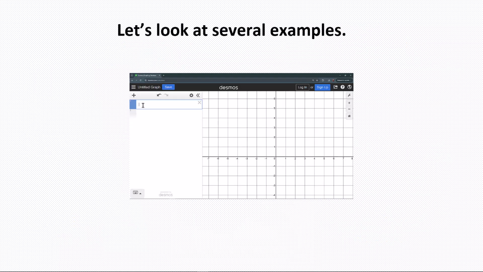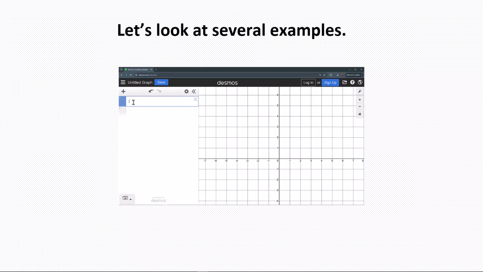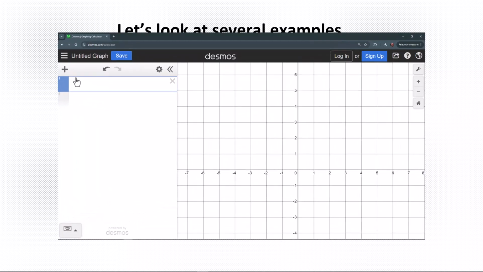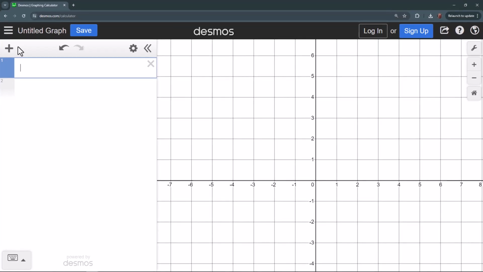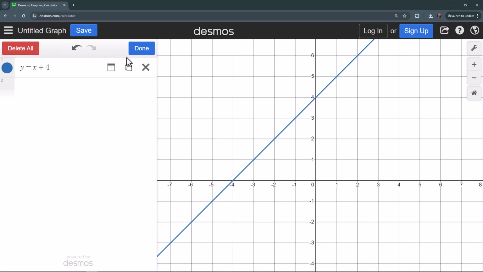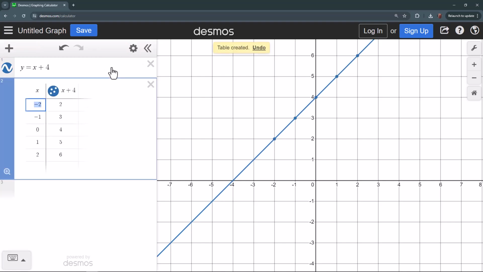Watch as we enter an equation into Desmos, see the resulting line, create a sample table of points on the line, and then see how the coordinates match up. Here we input an equation y equals x plus 4. We go over and we create the table, and it gives us the values -2, 2, -1, 3, 0, 4, 1, 5, and 2, 6.